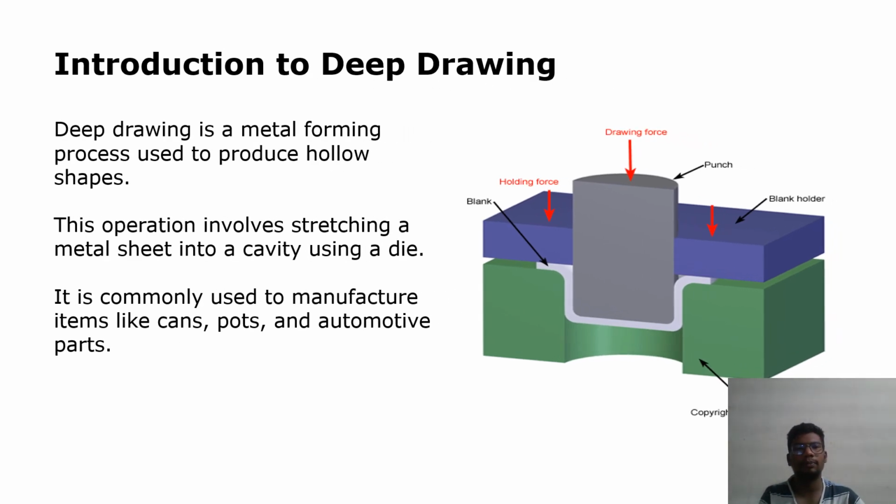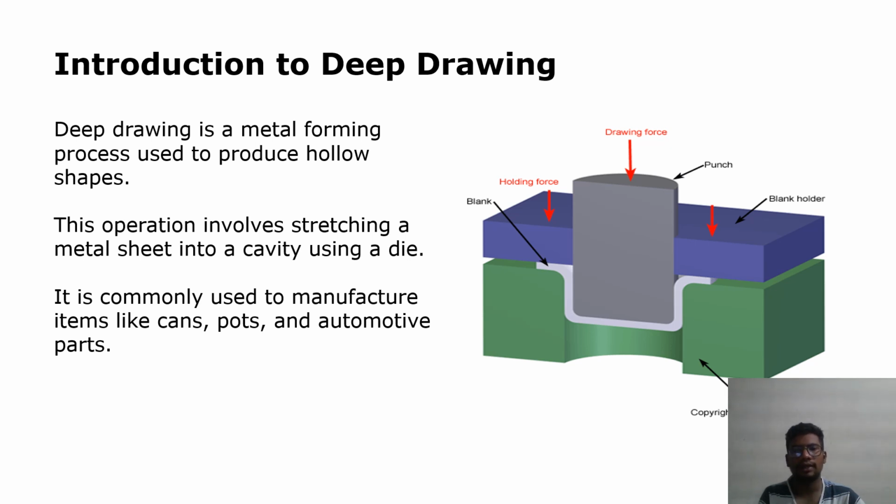Introduction to deep drawing. Deep drawing is a material forming process used to produce hollow shapes. These operations involve stretching a sheet of material into a cavity using a die. It is commonly used in manufacturing items like cans, pots, and automotive parts.